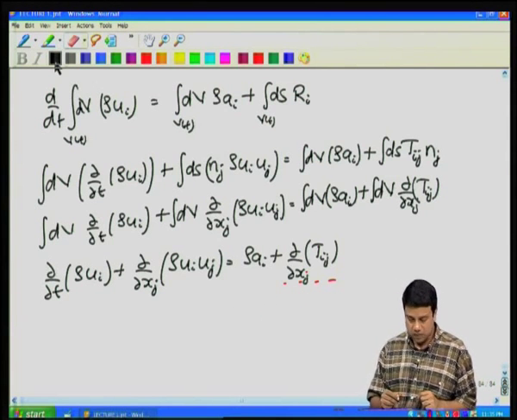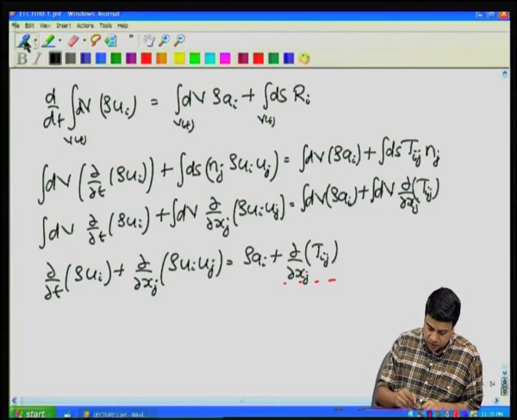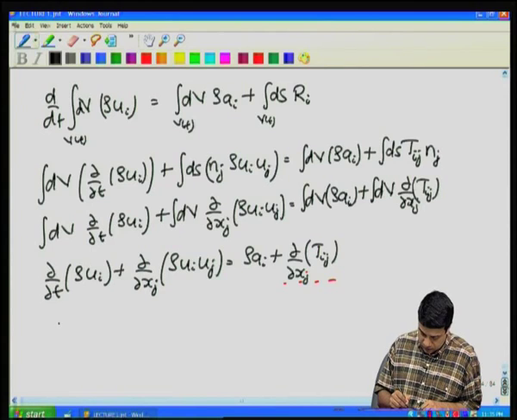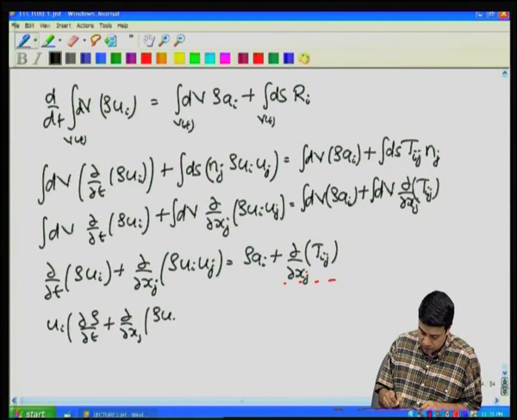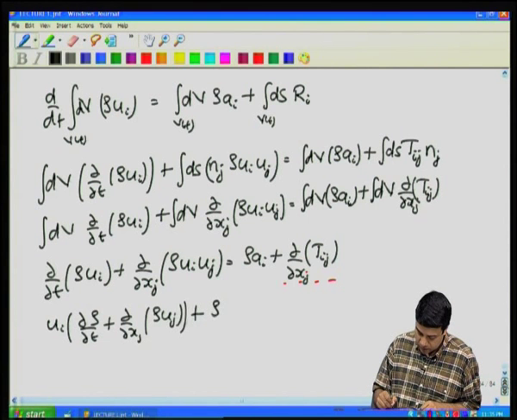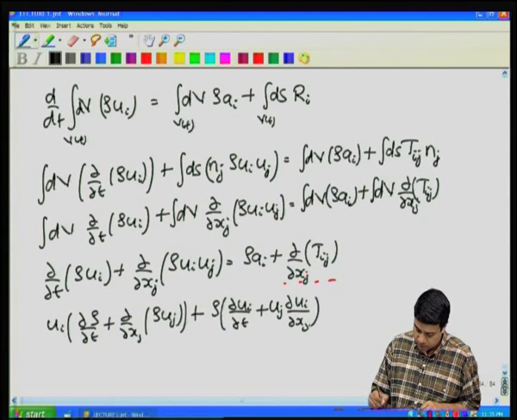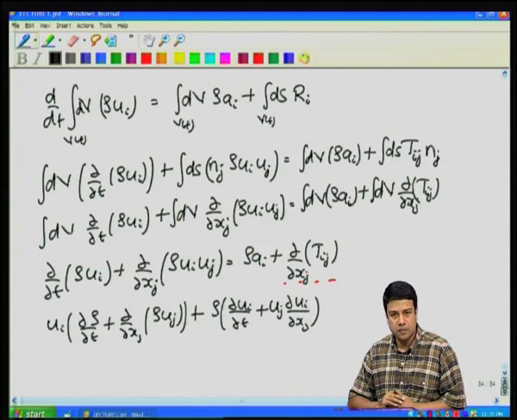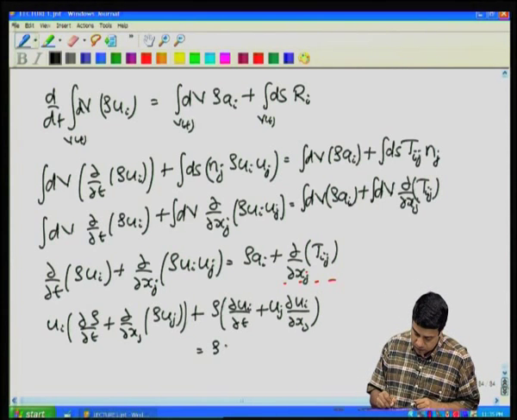I can expand this out. So, the first two terms I can expand out as u_i times (∂ρ/∂t plus ∂/∂x_j of ρ u_j) plus ρ (∂u_i/∂t plus u_j ∂u_i/∂x_j), just using the product rule for differentiating these terms. So, this is equal to ρ a_i plus ∂/∂x_j of T_ij.